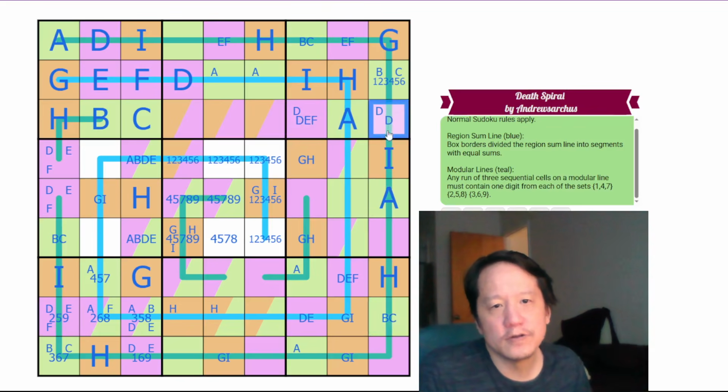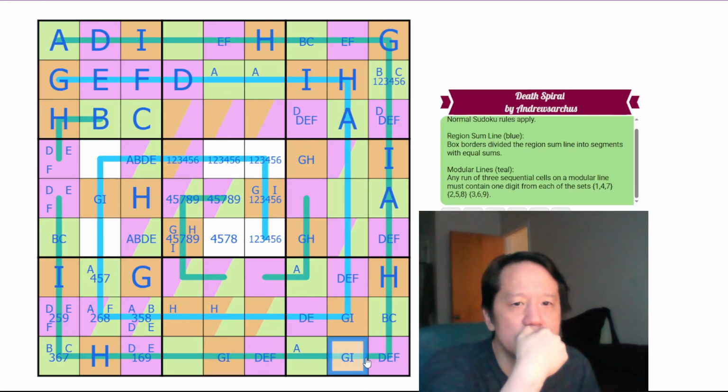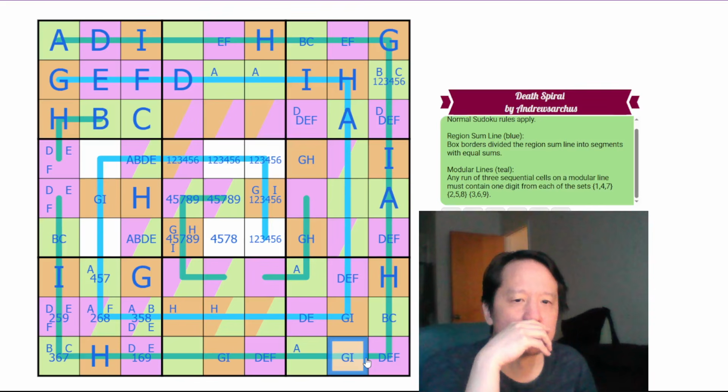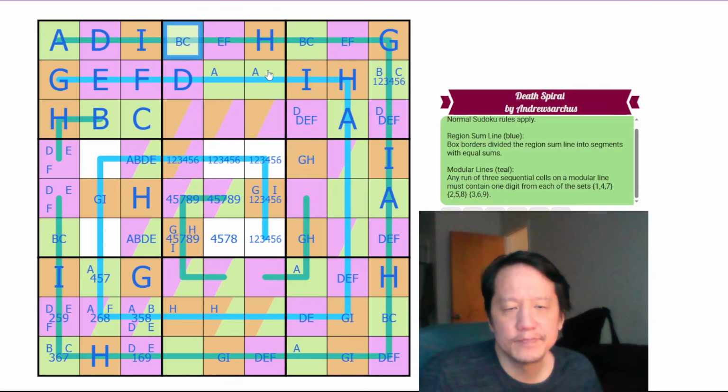We have D, E, F here, D, E, F here. This is D, E, F. We have D, E, F. G, I as a pair. This is B or C. We have A, B, or C there. This is B and C. And we could have D, E, F there.